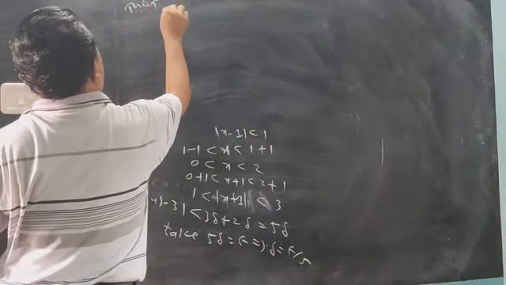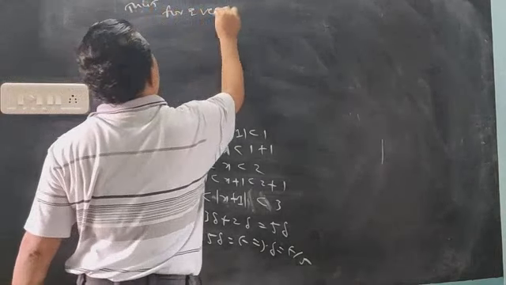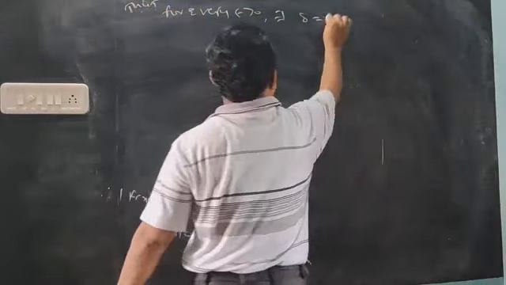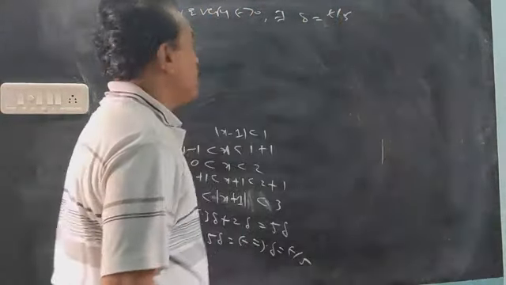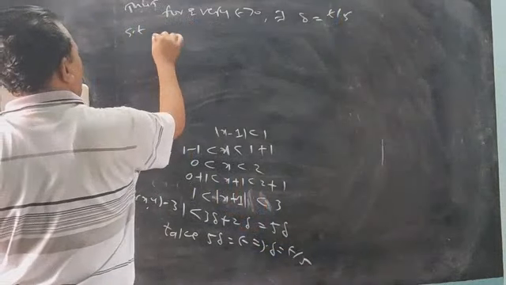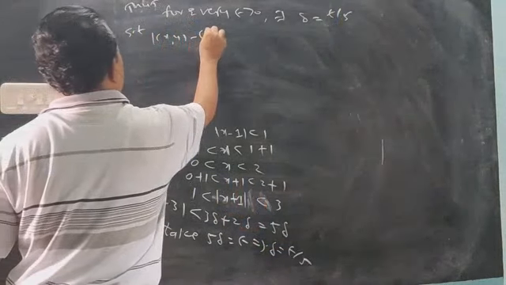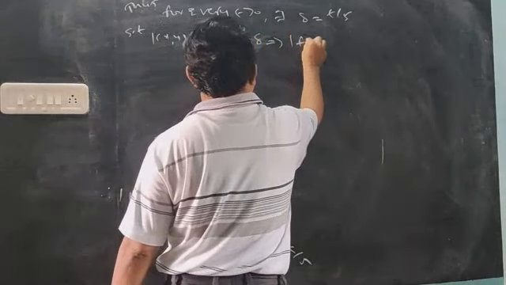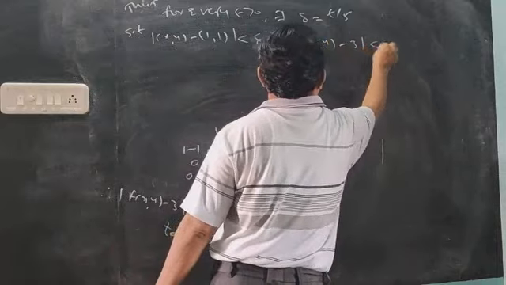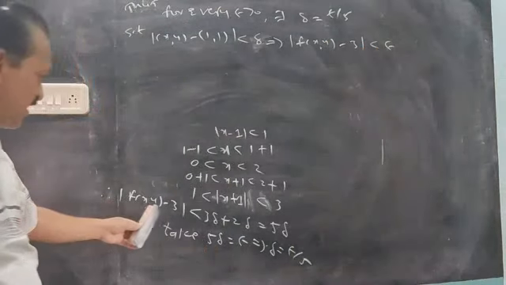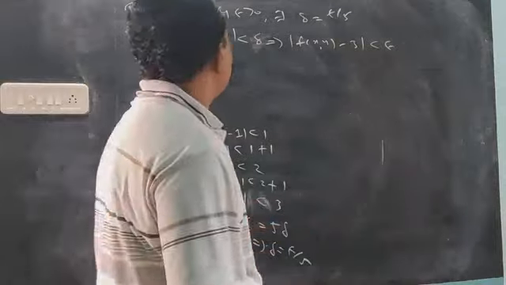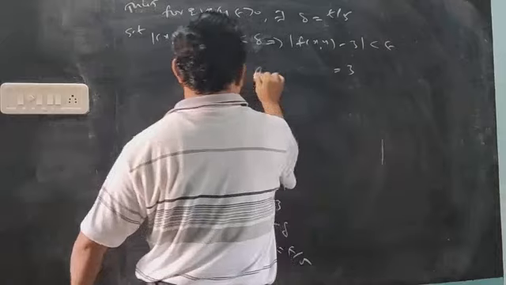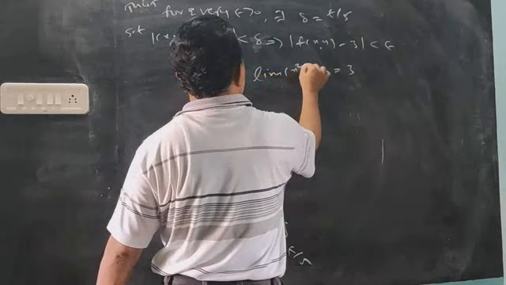So thus, for every epsilon greater than 0, there is a delta. Delta is now unknown to us, epsilon by 5. Okay. Such that mod of (x, y) pair minus (1, 2) pair is less than delta. Then we show function minus limit is less than epsilon. Function minus limit is the consideration, and finally we show here less than epsilon. Okay, means 3 is the limit of the given function.